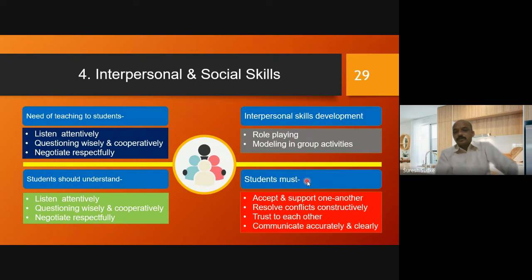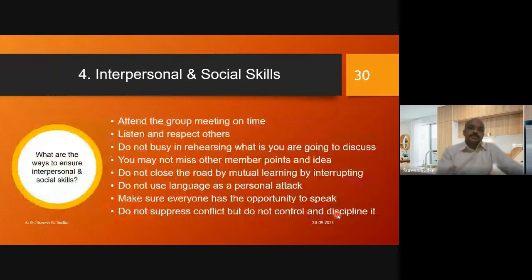Our students must accept and support one another. They should resolve conflicts constructively, and they should trust each other and communicate accurately and very clearly. So these are some of the skills that need to be inculcated in our students to have good interpersonal relationships. So what are the ways to ensure interpersonal relationships? What skills do we need to inculcate in our students?